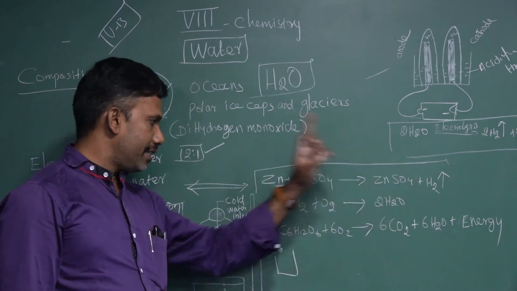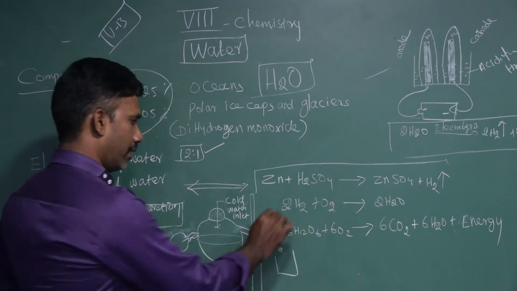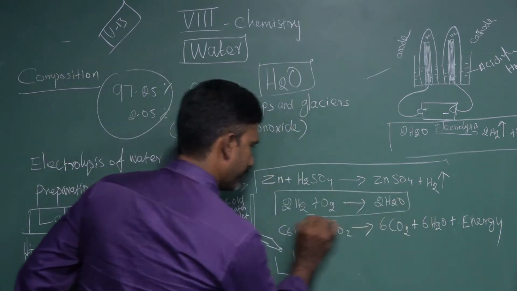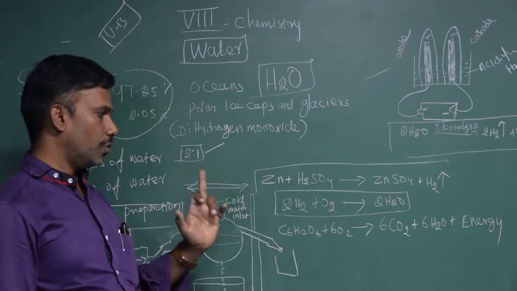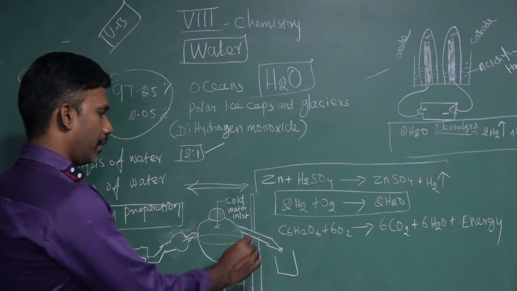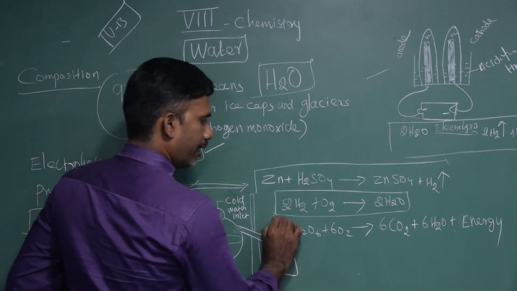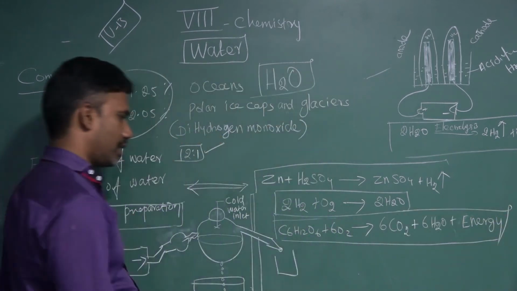This hydrogen gas combines with oxygen in air to form water. This is the reaction you have. Hydrogen is treated with oxygen to give water, 2H2O. Then sometimes you can get water while burning hydrocarbons like glucose. What is the formula for glucose?